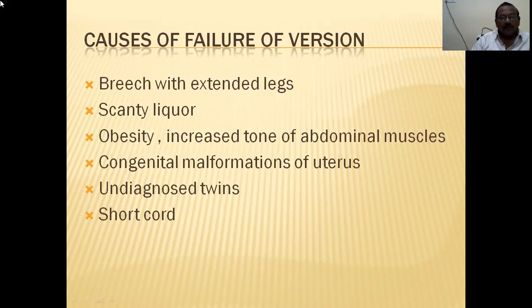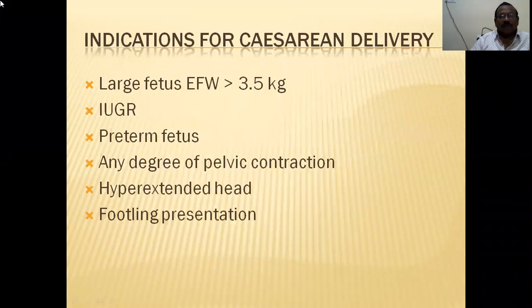Undiagnosed twins and short cord. When the cord is long, we can attempt an external cephalic version. When there is a short cord and we attempt version, there may be premature separation of the placenta because of the traction on the cord. These are the causes of failure when we attempt external cephalic version.